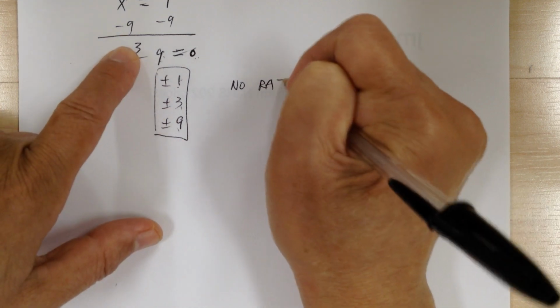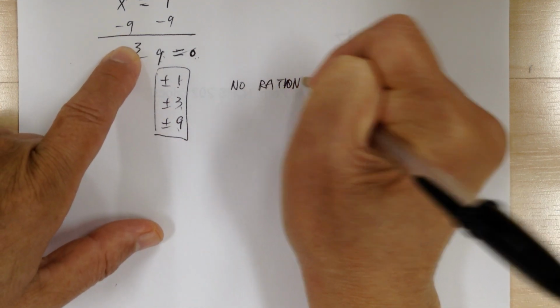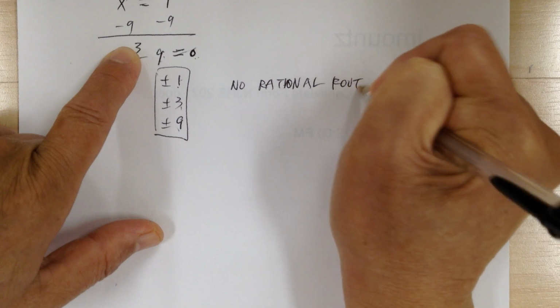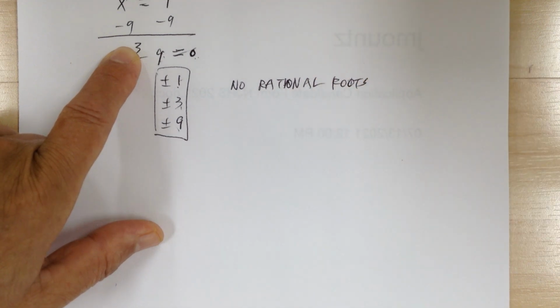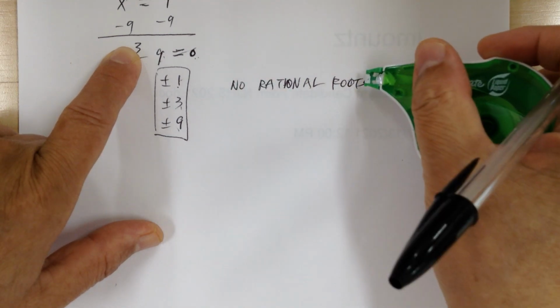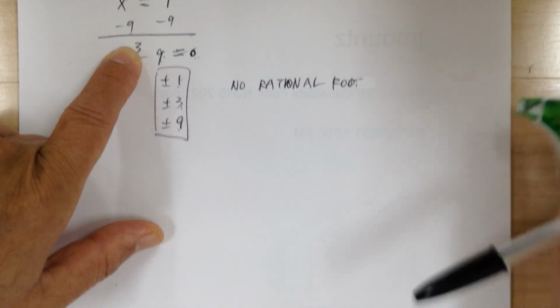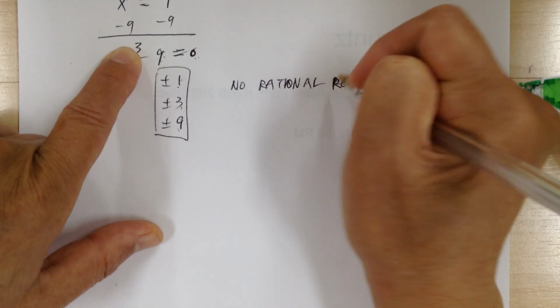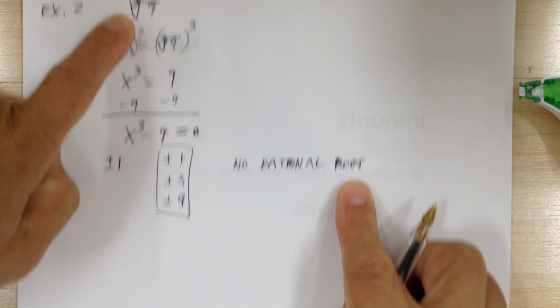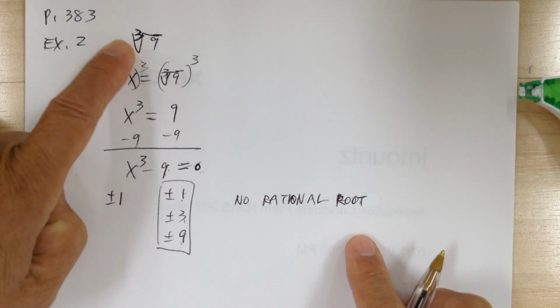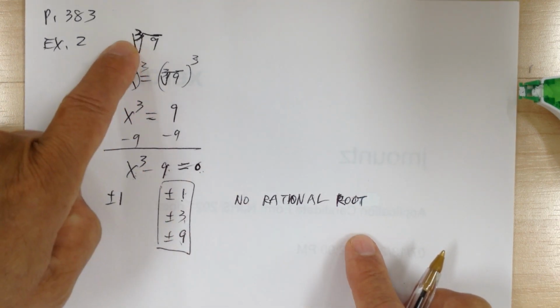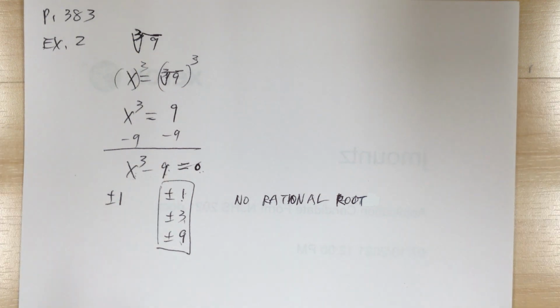So this equation has no rational roots. Or no rational root. Okay? Now, since this one does not have a rational root, therefore this is irrational. Okay? Because again, no rational root will work. Therefore, this is irrational. Okay, so that's how you prove it.